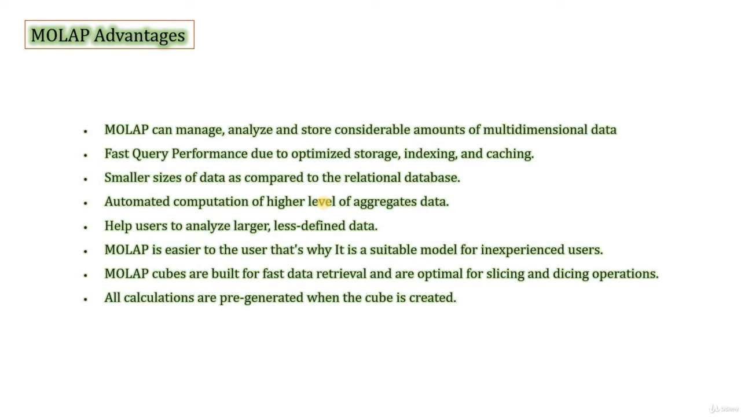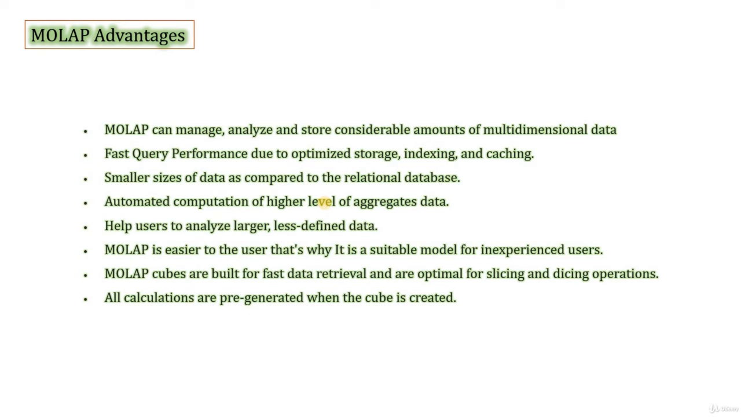So the next one is all calculations are pre-generated when the cube is created. So all the aggregations are pre-calculated when the cube is created, so the performance is faster. That means within the OLAP cube itself, you are going to perform the aggregations, and those aggregated data will be created as another cube. So when the user requests that aggregated data, the data request would go to the smaller cube rather than the bigger cube.